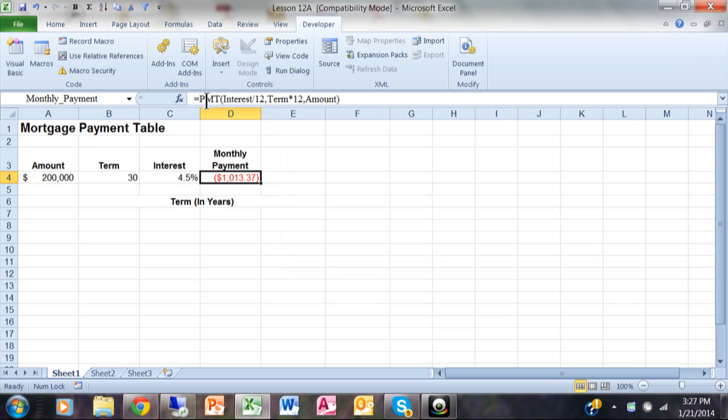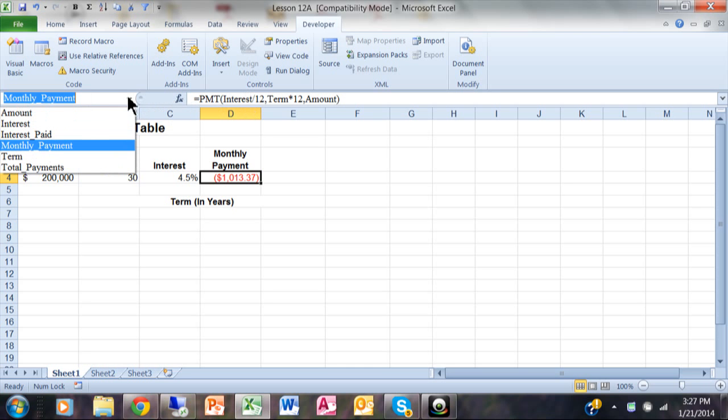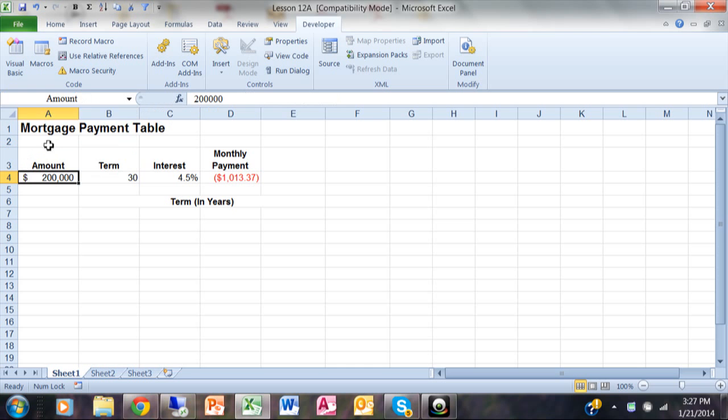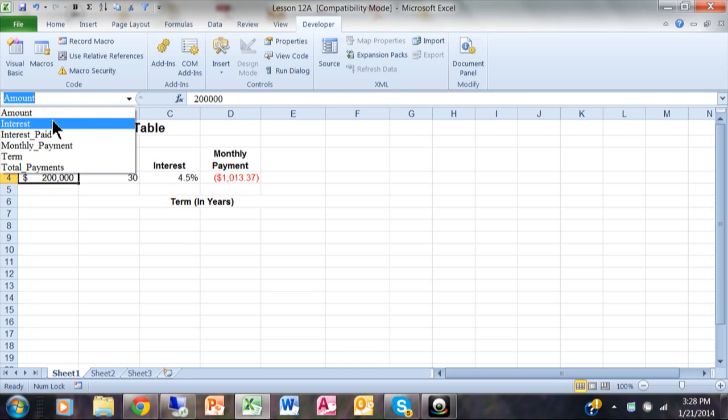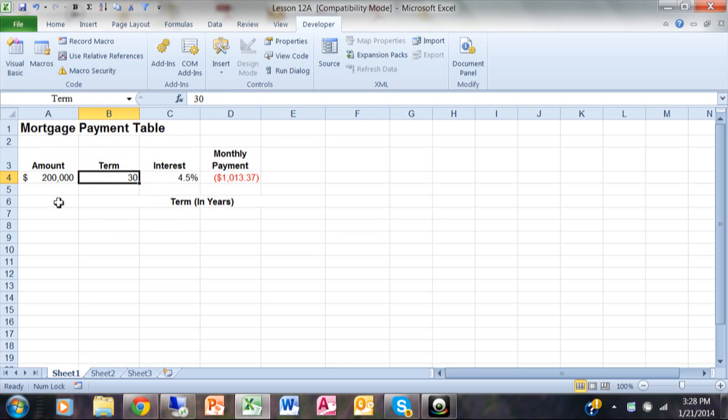And then notice our formula. It says equals PMT, open parentheses, interest divided by 12, comma, term times 12, comma, amount, close parentheses. Again, if we want to see what those range names mean, I can click on that name box and click on the pull down. Amount is really going to be A4, interest is really C4, as we can see, and the term is really B4. If I change any one of those values, I'm going to change the amount to 300,000 and watch D4 change. All right, so I can change either the term or the interest rate or the amount, and D4 is going to change.